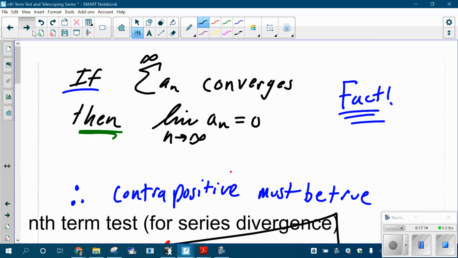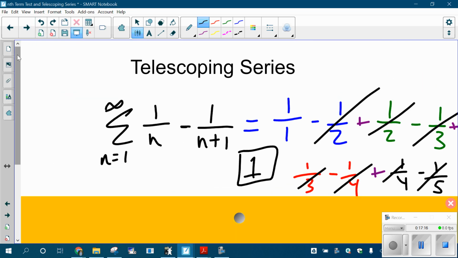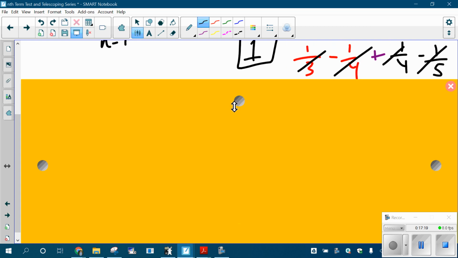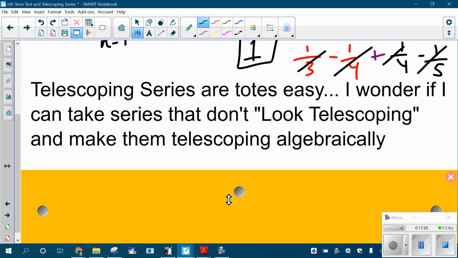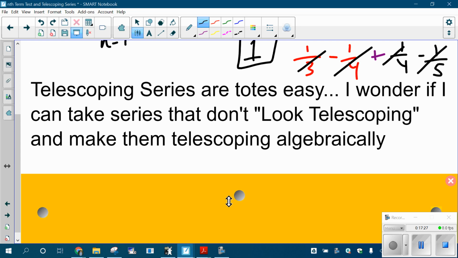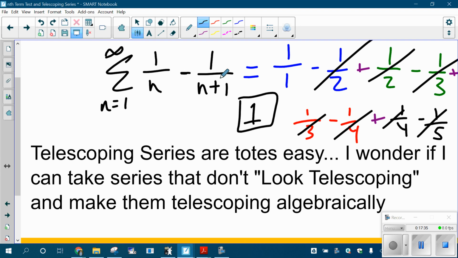Now there's a little caveat to this, as always, which is, if you put on your little thinking cap and you're really thinking hard, you might have this question. Telescoping series are totes easy. I wonder if I can take series that don't look telescoping, that don't have this kind of format, and make them telescoping algebraically, right? Like they don't look like something minus something where you can tell stuff's going to cancel, but maybe algebraically I can manipulate them to make them look like this. And in fact, you can. Good question. And we shall do it now.